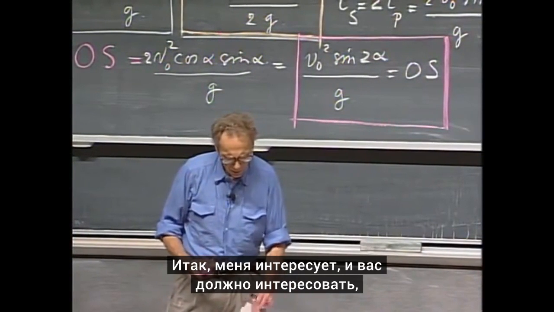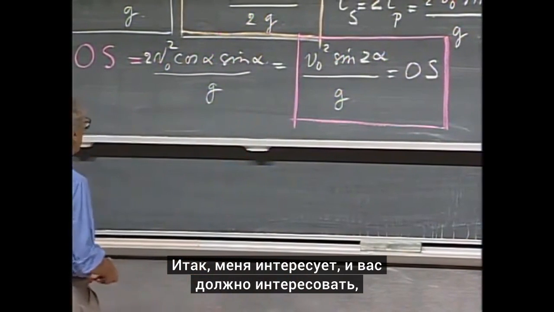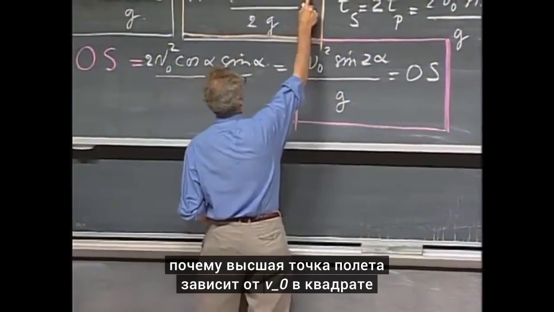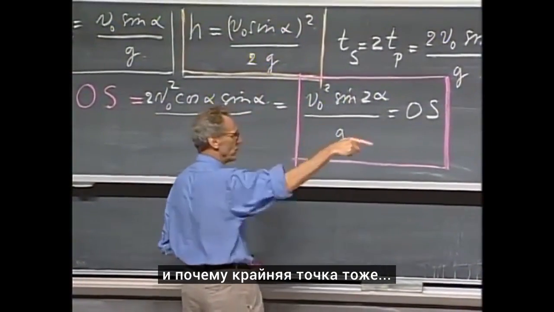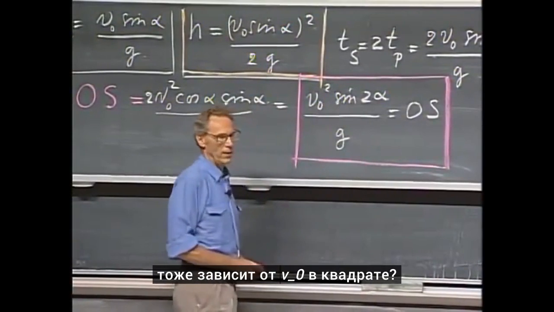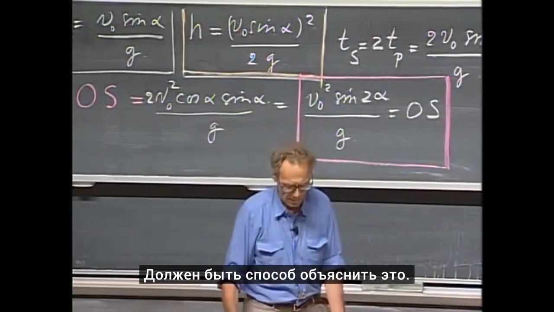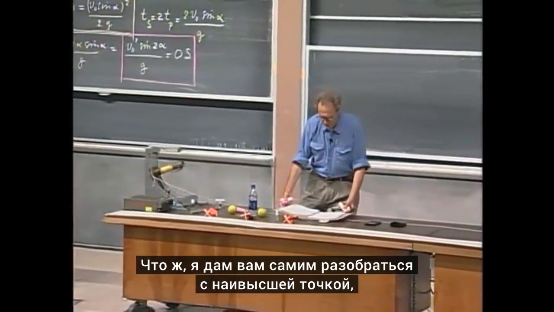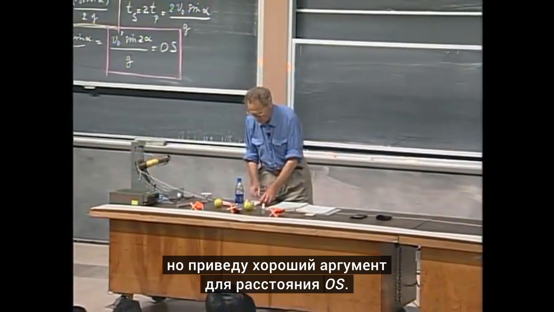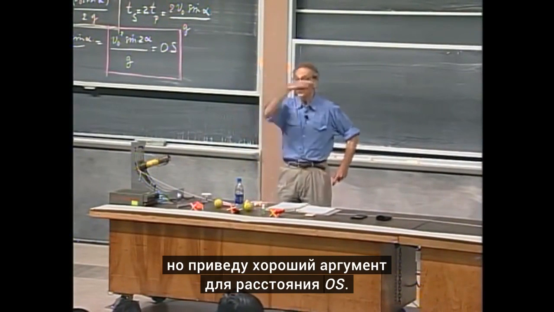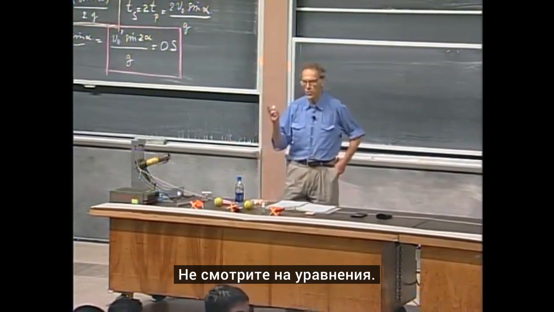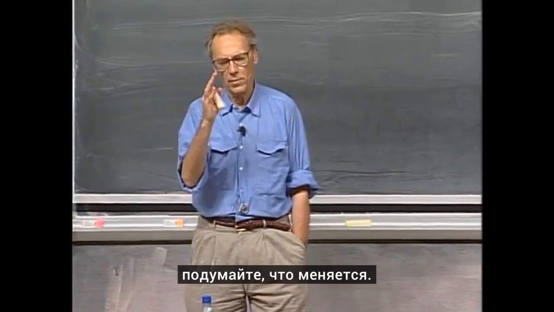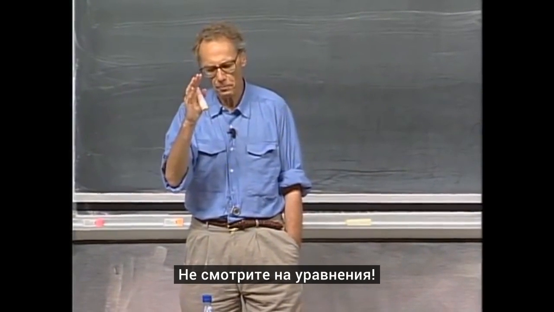Now, I sort of wonder, and you should too, why is it that the highest point in the sky has a v0 squared, and why does the farthest point also have a v0 squared? There must be a way that you can reason that. Why is it not just v0? Why is it v0 squared? Well, I'll let you argue about the highest points, and I'll give you a good reason for the distance, OS. Don't look at the equations. Just simply think for a change.